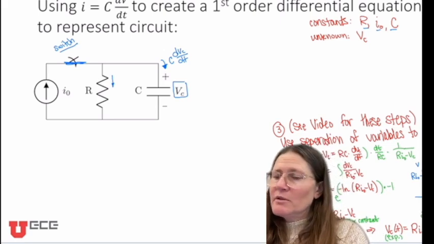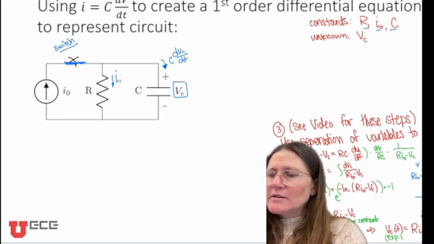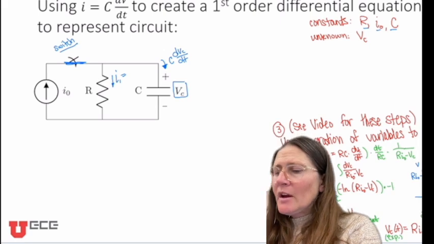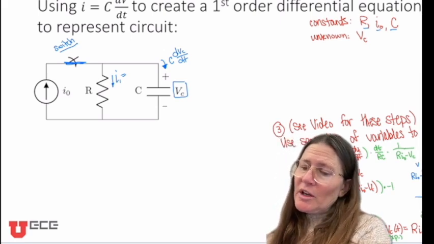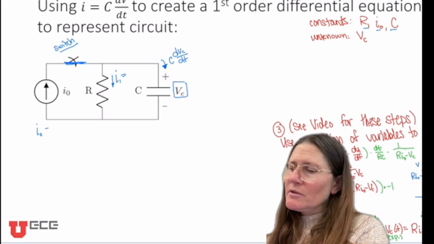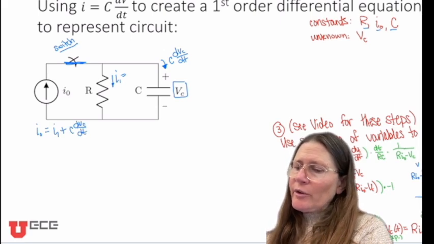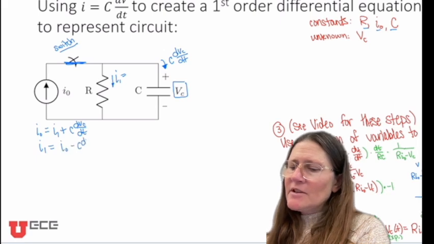Yes, Peter. Wouldn't it be I0 minus C? Okay. So you could say that this current is, with the current law or KCL, going in is I naught, going out is I1 and C dVC/dt. So I1 would be I naught minus C dVC/dt.